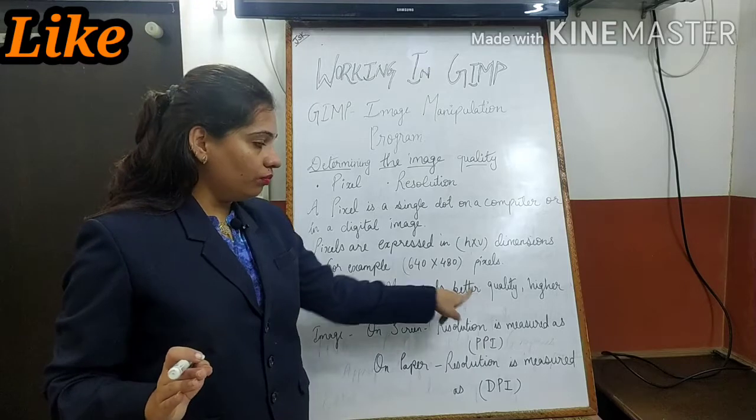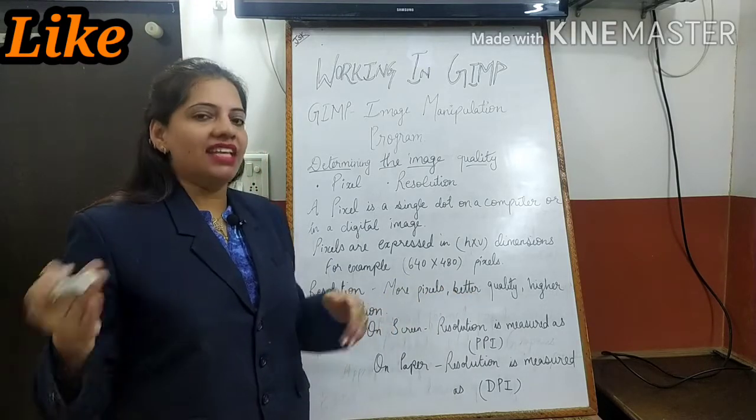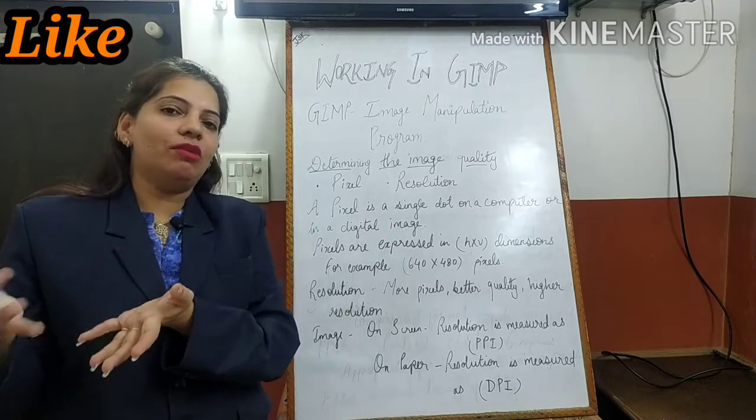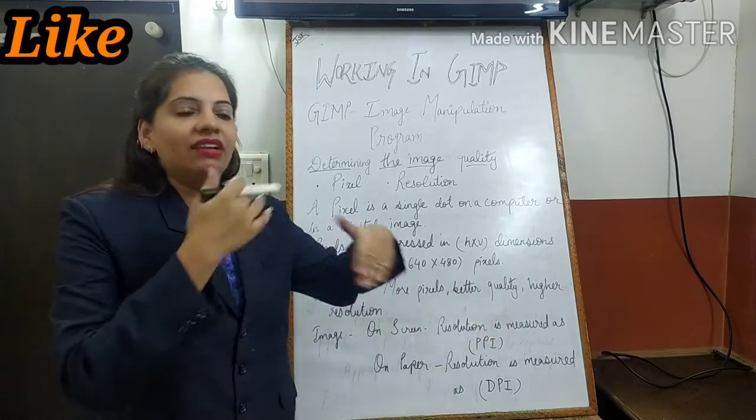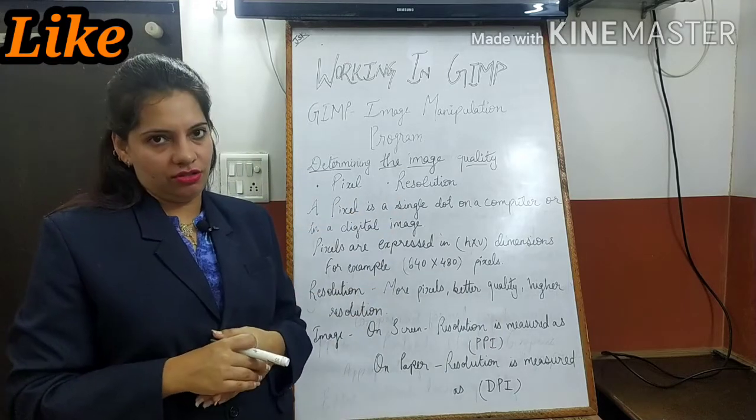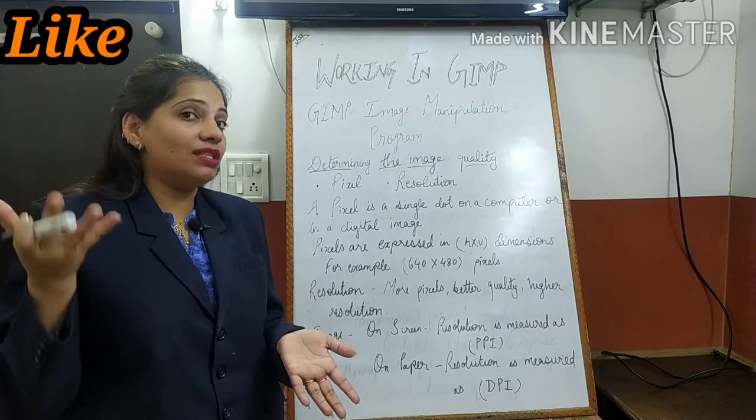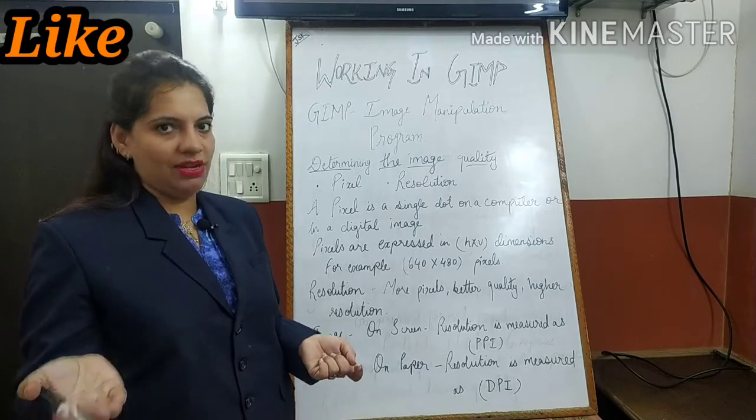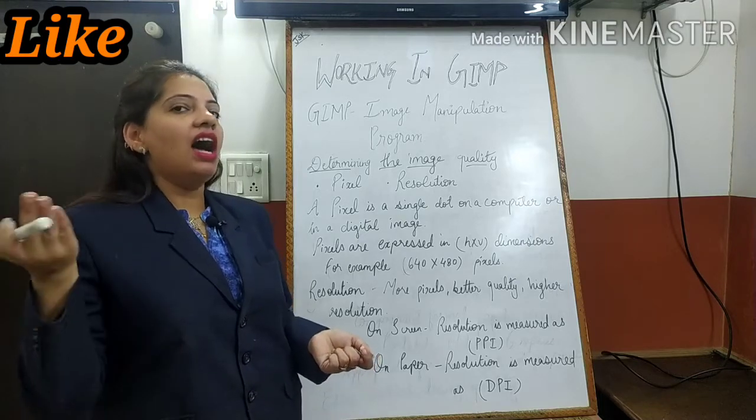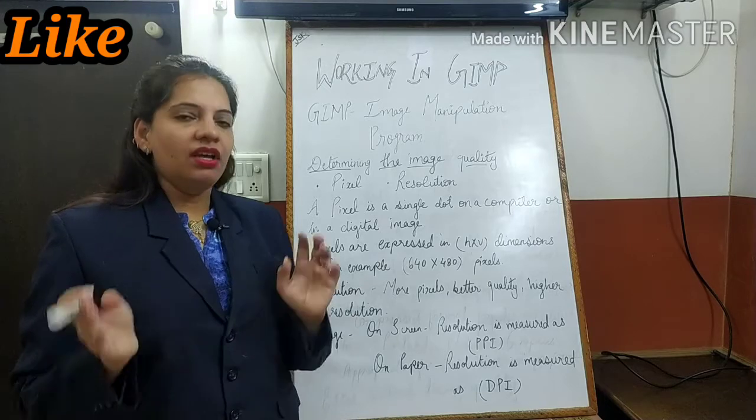As I told you, the more pixels, the better the quality will be. As many pixels as there will be, the quality will be that much better. So more pixels, better quality, we can say higher resolution. That is again connected with the pixels only. More pixels are there, so quality is better. So we can say the picture is of higher resolution. In place of saying higher quality, we are saying higher resolution. Now resolution, how is it measured?